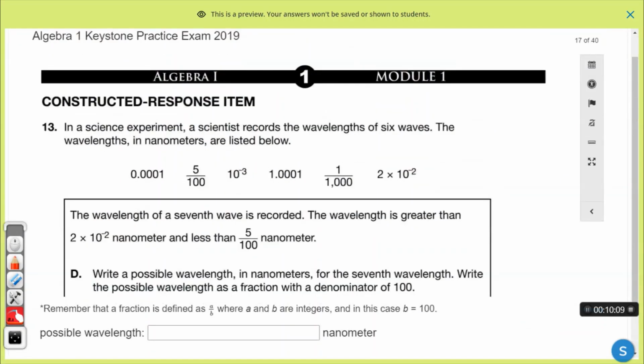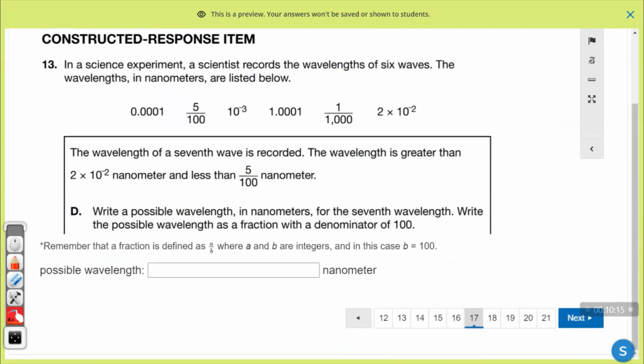Let's take a look at part D, the last part of this constructed response item. The wavelength of a 7th wave is recorded. The wavelength is greater than 2 times 10 to the negative second nanometer and less than 5/100ths nanometer. Write a possible wavelength in nanometers for a 7th wavelength. Write the possible wavelength as a fraction with a denominator of 100.